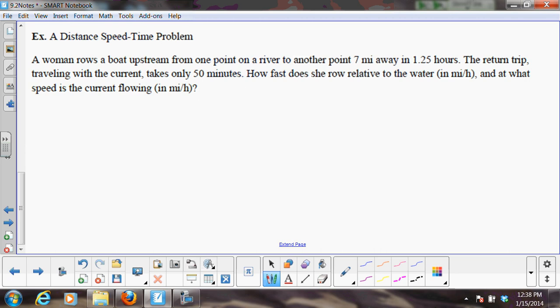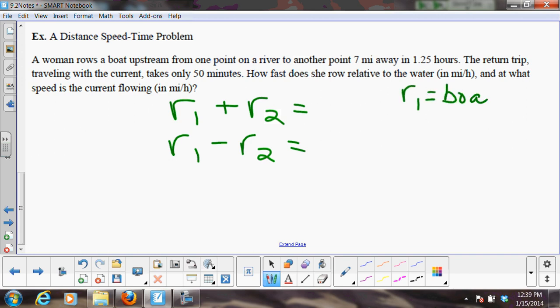So we're talking about speed. We're talking about her speed in the boat and the speed of the river. So rate 1 plus rate 2 will be what we're doing on our way back. And then rate 1 minus rate 2 is what's going on upstream. Let me label this. Rate 1 is our boat. Rate 2 is the current. So this current's actually going to slow us down going upstream, but help us travel when we're going downstream. So our speed will be faster.